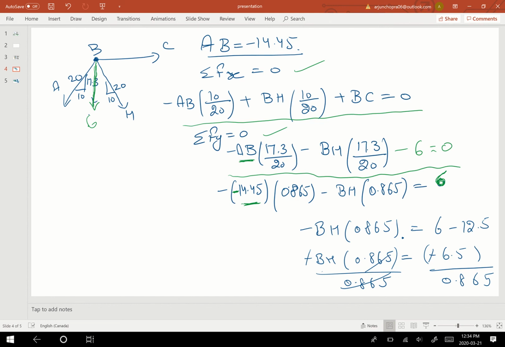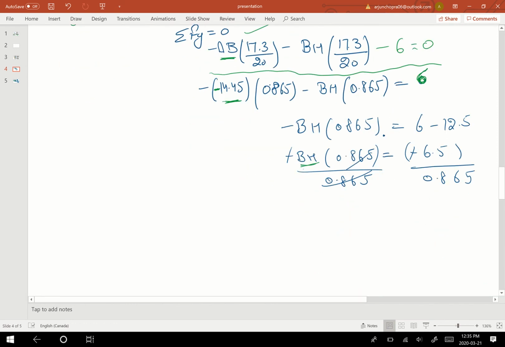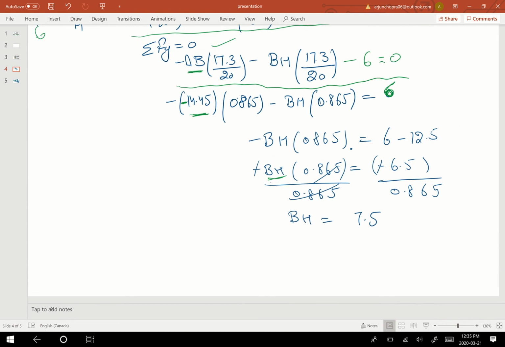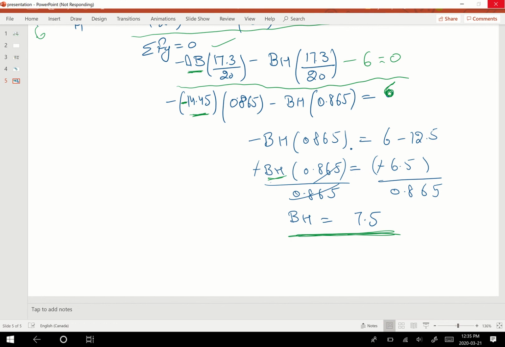Now from here, by solving this mathematical equation, I was able to find the value of BH. So BH came out to be 7.5. Now I figured out the BH value. I'm going to go back into the question where I was doing. Sorry, it's going to take a couple of seconds to load up that slide.